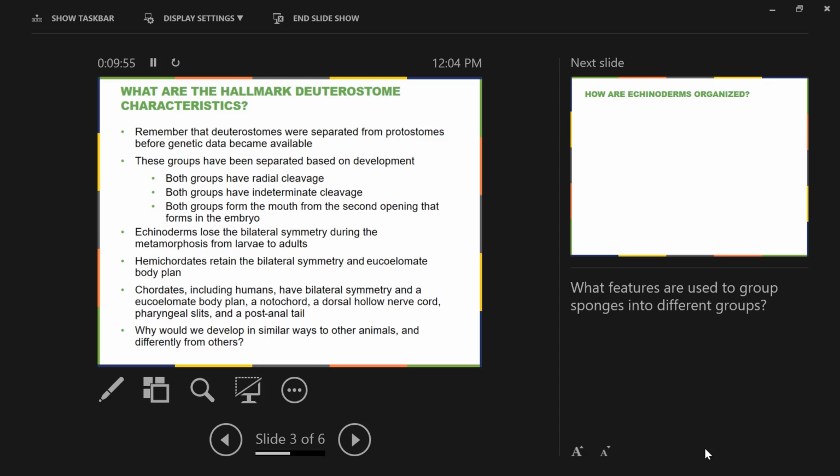And so why do we develop in similar ways to echinoderms, sea stars, and urchins, and develop differently than other segmented phyla? Okay, so I want you to take 2 or 3 minutes, talk with those around you, and I want you to come up with some potential solution to this question. All right, 2 to 3 minutes, starting now.